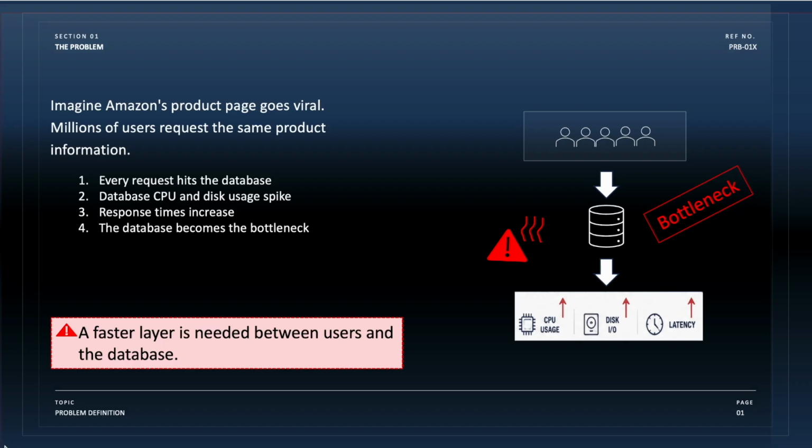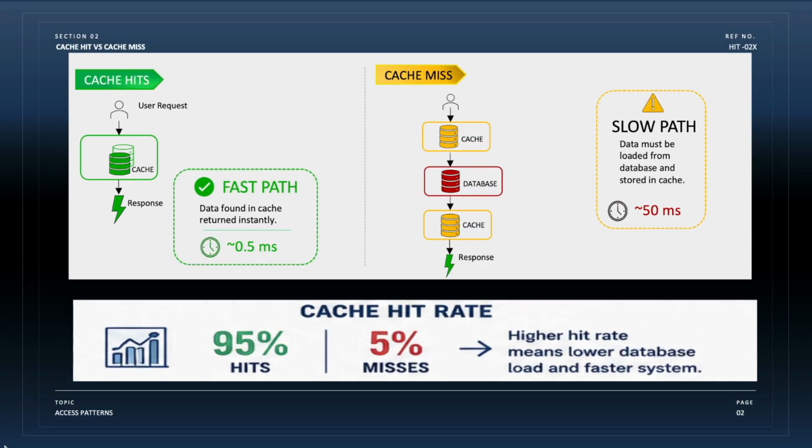Instead of querying the same database every time, we can keep frequently accessed data in memory, much closer to the application. Every cache request has only two outcomes, a hit or a miss. A cache hit means the data is already in memory, so the response comes back almost instantly. A cache miss means the application has to fetch the data from the database, store it in the cache, and then return it. The goal of every caching system is straightforward: maximize hits and minimize misses.